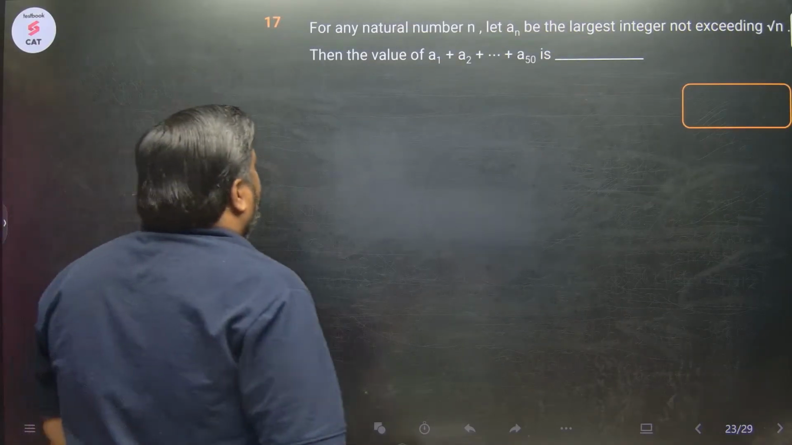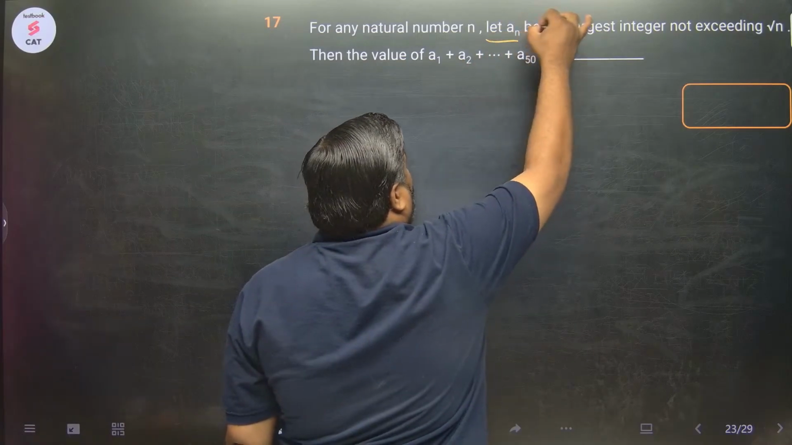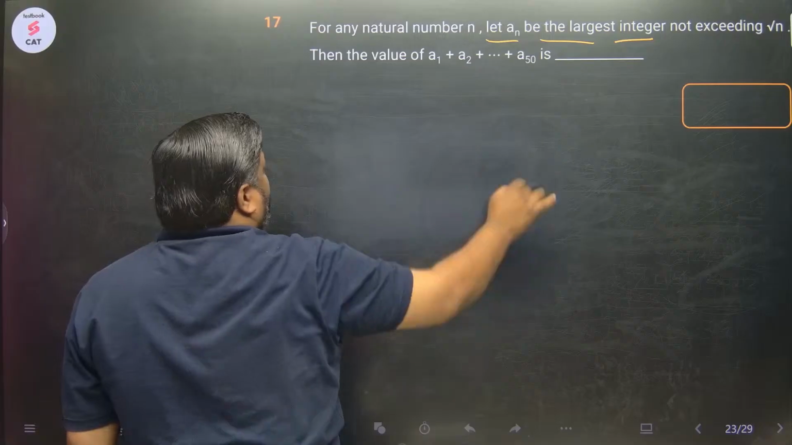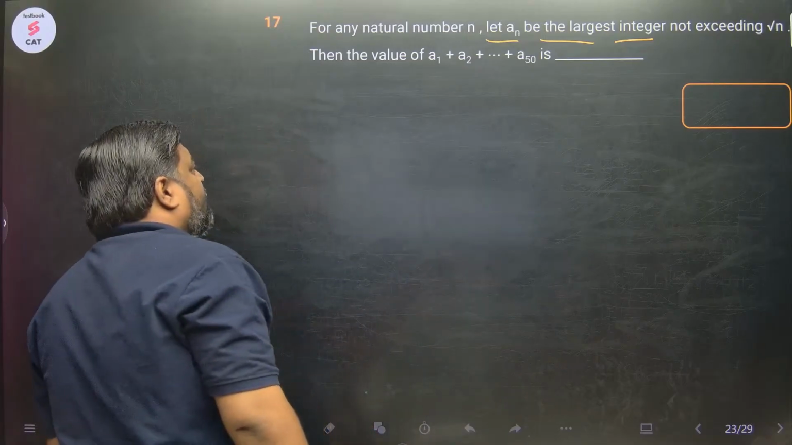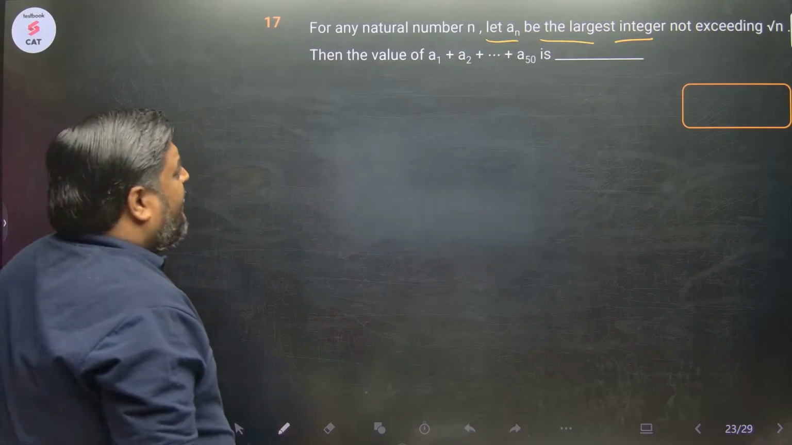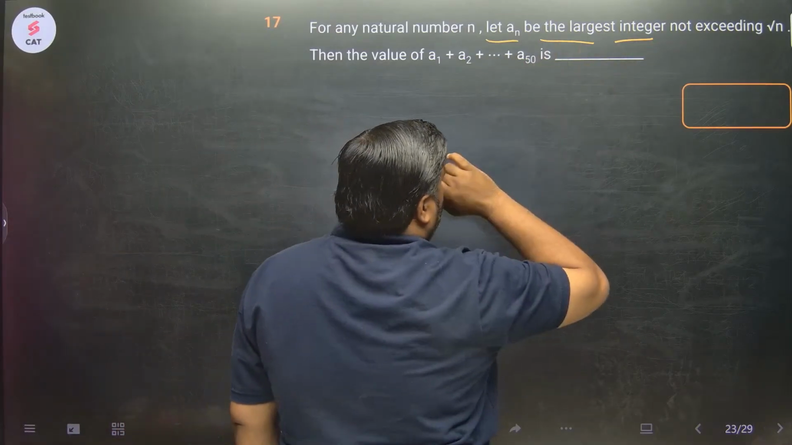For any natural number n, let an be the largest integer not exceeding root n. What is the value of a1, a2, a3 sum till a50? An is the largest integer not exceeding root n.